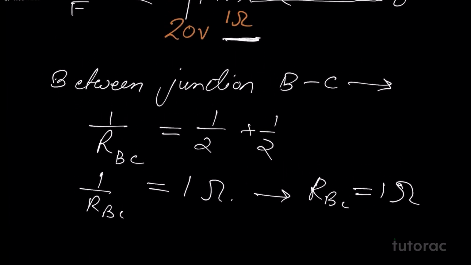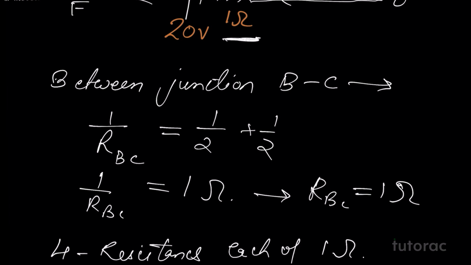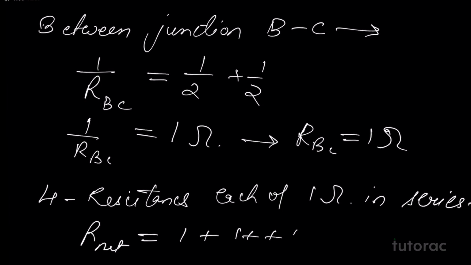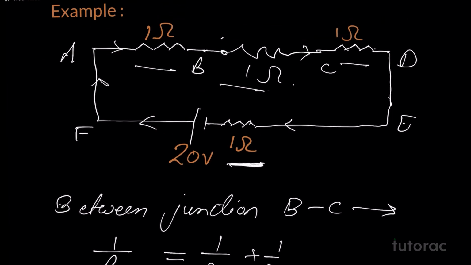Now, I have 4 resistances. Let's say between the battery, I have 4 resistances, each of 1 ohm, and in series combination. So what I can write, I can simply write R net comes out to be 1 plus 1 plus 1 plus 1. So we'll get 4 ohm as a net resistance of this complete circuit.